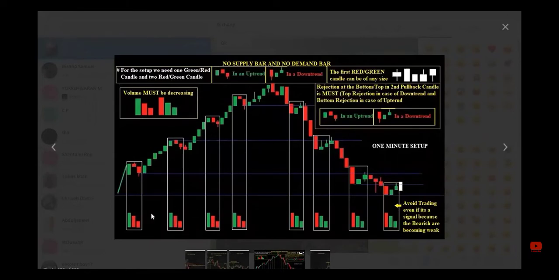I drew it myself, for your understanding. Yes, you drew it by yourself, and this signal you can take. But always follow one thing: from a support level, when we get this type of situation, we can take it easily. Okay, here, yes, we can take.